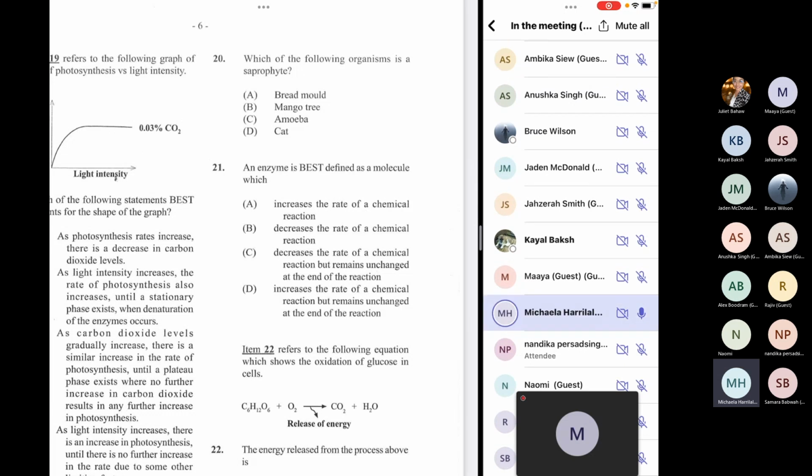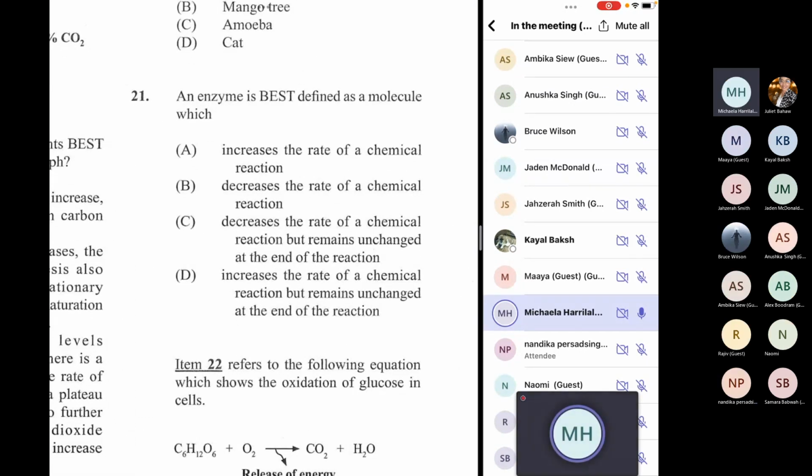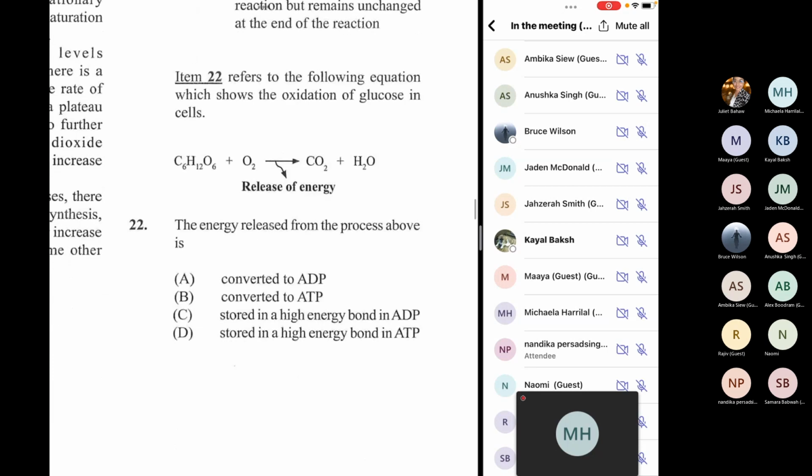Next person. An enzyme is best defined as a molecule which increases the rate of a chemical reaction but remains unchanged at the end of the reaction. Remains unchanged. Very good. So it increases and it remains unchanged at the end of the reaction. Very good. 22.